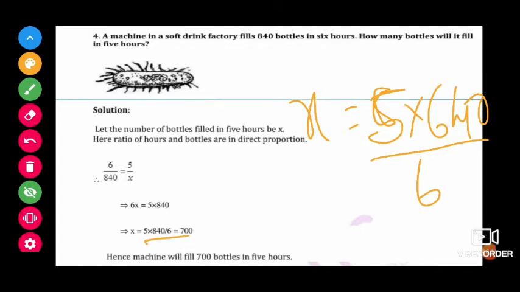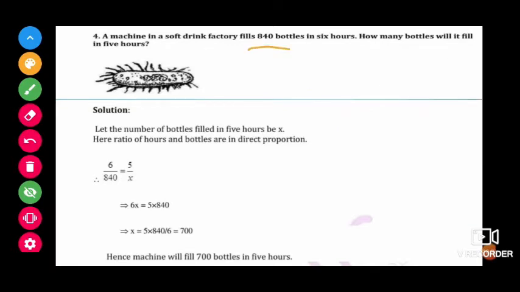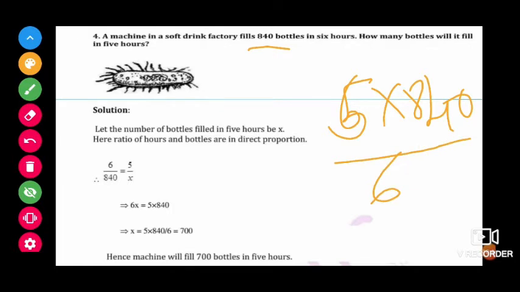Okay, here we can do the remaining. We can cancel it with the 3 table. 840 bottles, so 5 into 840 by 6. Now with the 3 table, 3 2s are 6, 3 8s are 24, 0.